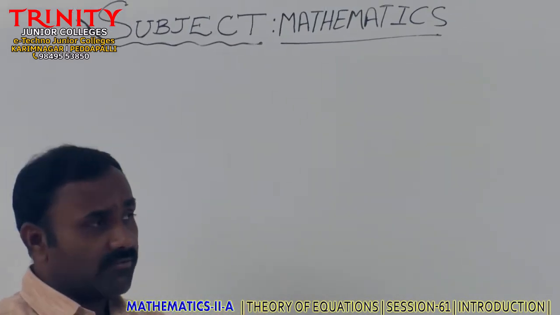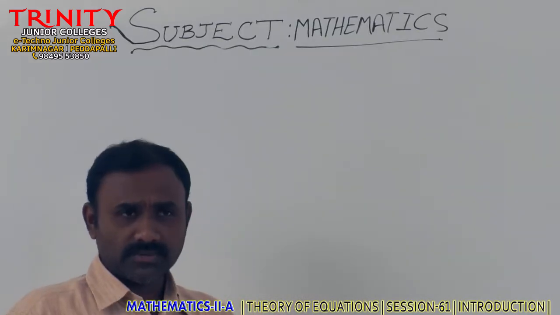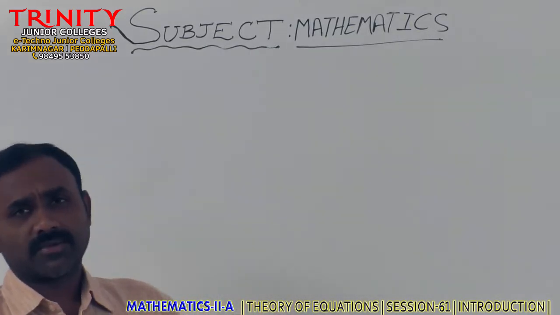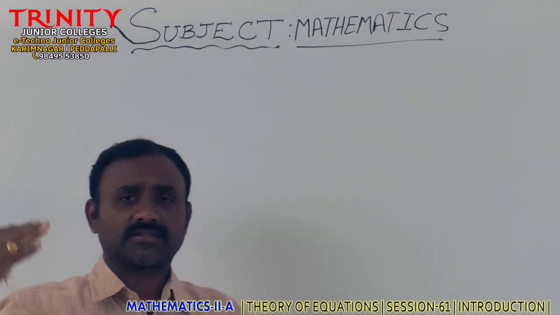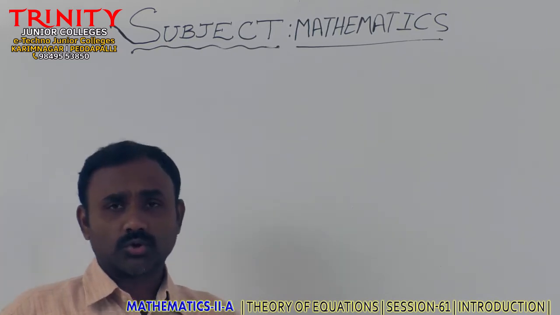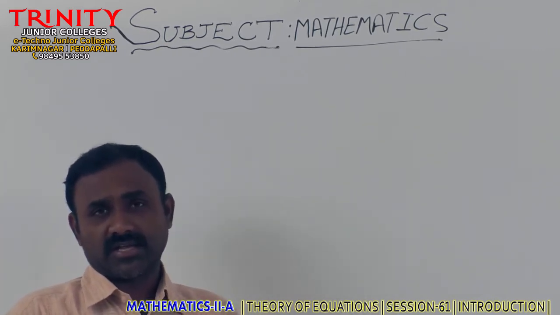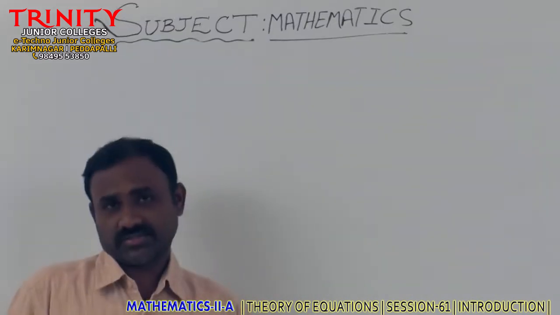In quadratic equation the maximum power is 2. Whenever the power of the polynomial is greater than 2, means if it is a third degree polynomial, fourth degree, fifth, sixth, seventh, eighth, ninth, 10th, 11th, whatever it may be, the power is more and more. To solve such polynomial equations, we use the concept of theory of equations.